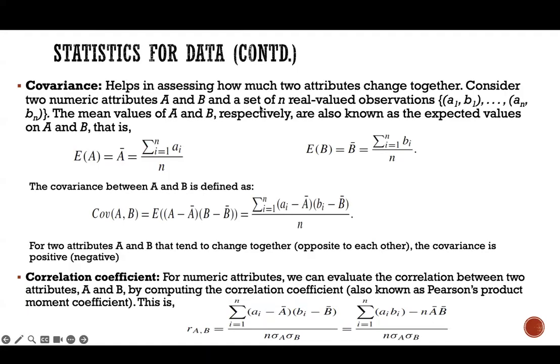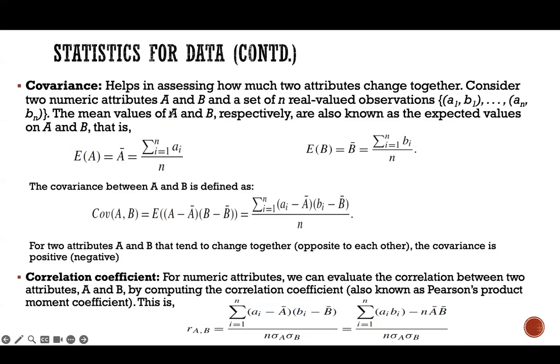And then we have a set of n real valued observations, A1, B1. So A1 is the size of company one, the number of employees, and B1 is the profitability of company one, and so forth until An, Bn, which is the number of employees in the nth company and the profitability of the nth company. So this is n real valued observations we have. It's a vector. The mean values of A and B can be calculated.